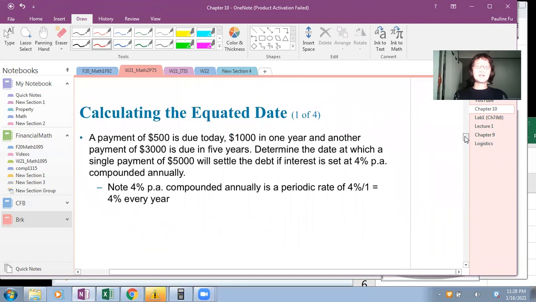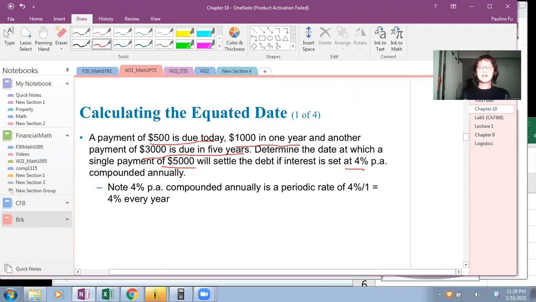Now let's calculate the equated date by doing an example. A payment of 500 is due today, 1,000 due in 1 year. Another payment, 3,000, is due in 5 years. Determine the date at which a single payment of 5,000 will settle the debt if interest is 4% compounded annually.